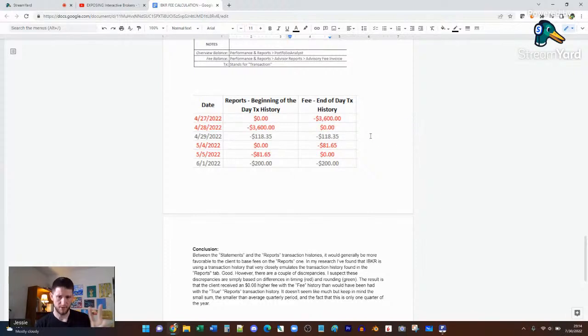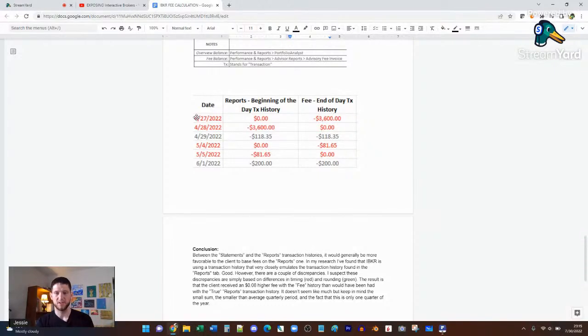And 2, the second conclusion I have here, by looking at what we're seeing here, it almost seems like a timing issue. So notice that the reports show you the beginning of the day history and the fee shows you the end of the day. So let's pretend $3,600 came into Interactive Brokers at like 5 p.m. I'm sorry, 5 p.m. on April 27th. Would you say that's end of the day, April 27th? Or would you say that's the beginning of the day in April 28th, like the beginning of the business day?